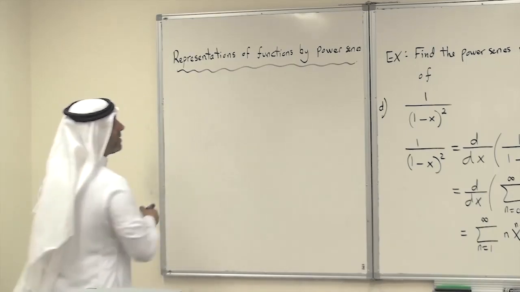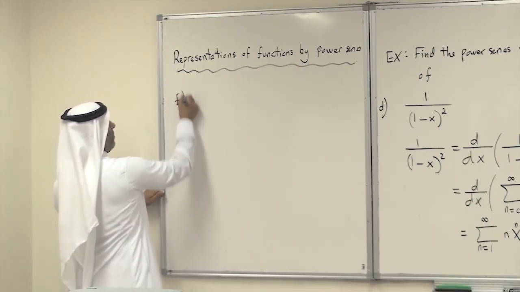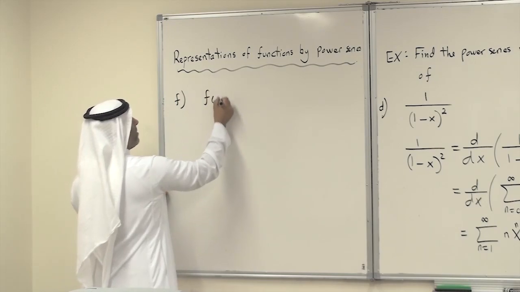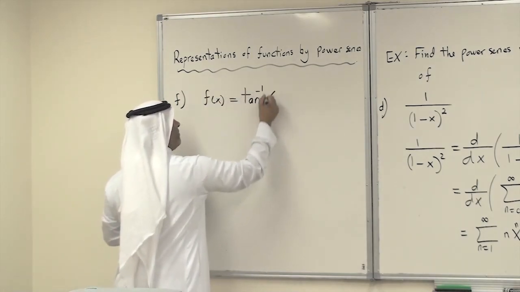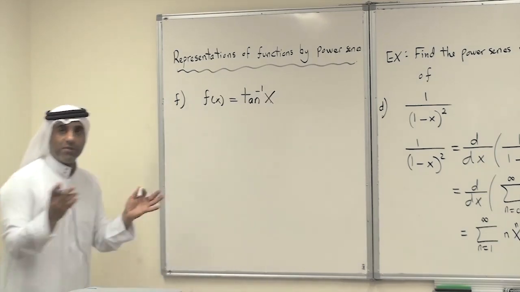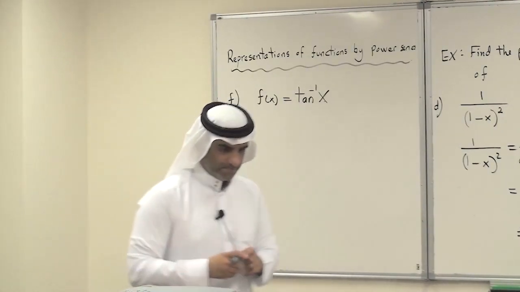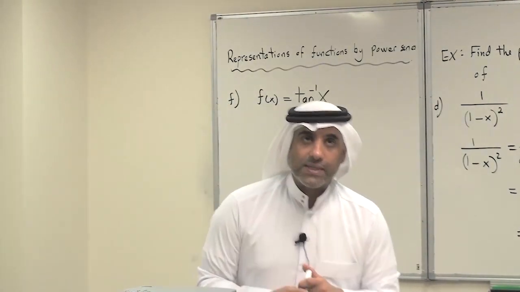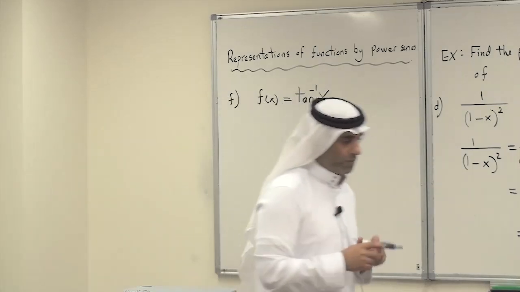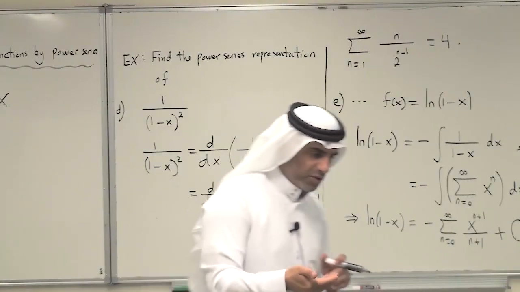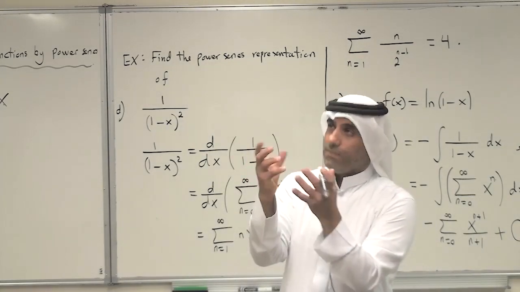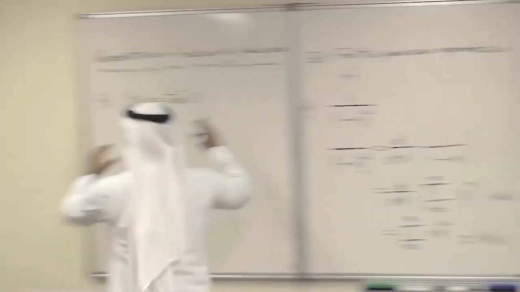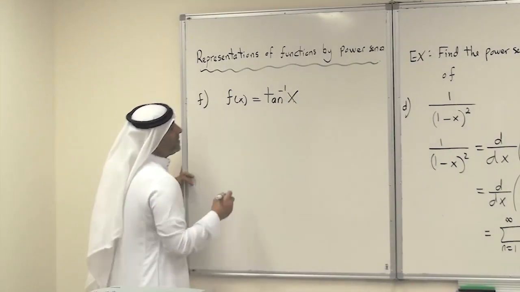So let us say, for example, this is f, which is a function given by tangent inverse of x. One of the famous functions we have in calculus. Is it a rational function? No. Is it the derivative of a rational function? No. Is it the integral of a rational function? Yes. So it seems we can find the power series then.